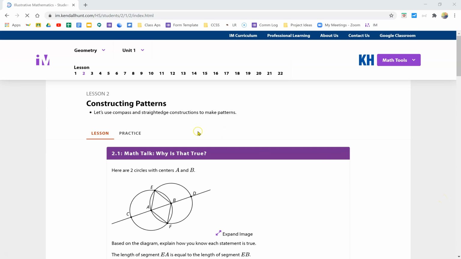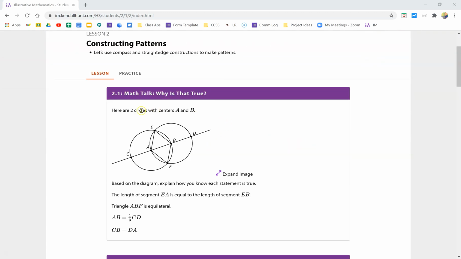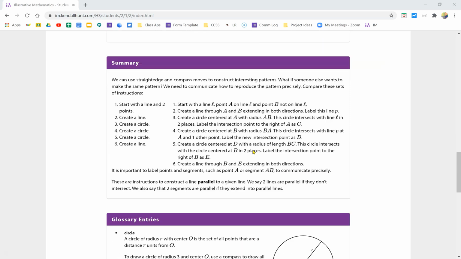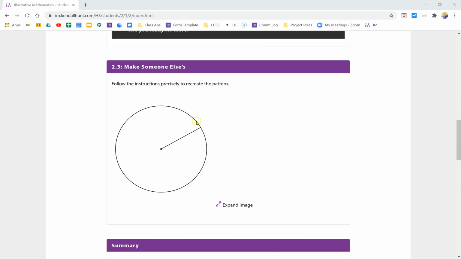In lesson 2, we're going to look at some constructions and how you make patterns. This video will be super short. We're just going to look at 2 questions. The first one has this diagram, and the second one asks you to make the figure that's shown and then write out precise directions on how you would do that. Then we're going to skip a couple down here and just look at the summary.